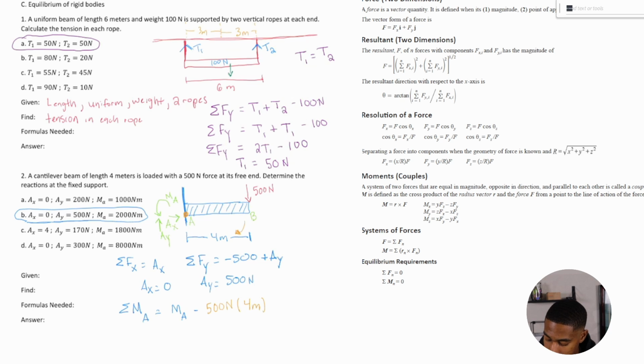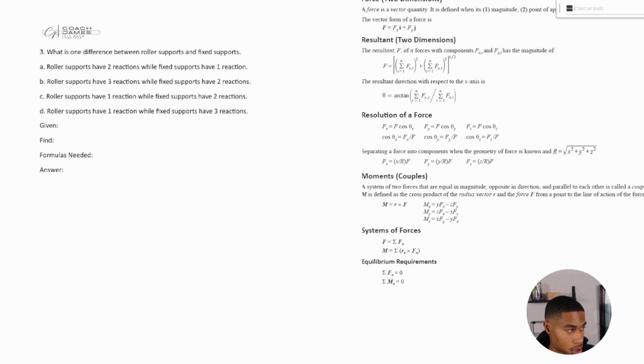Okay. So MA is equal to 2,000 newton meters. Cool. So it was in fact B. Alrighty.